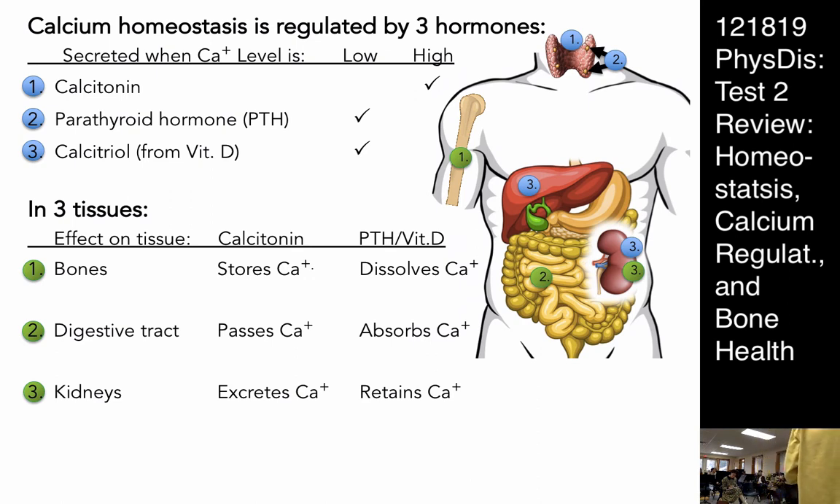On the other hand, parathyroid hormone and vitamin D together are going to dissolve calcium and encourage osteoclasts to work more and osteoblasts to work less. So we'll dissolve more calcium, we will absorb more calcium in the gut, specifically because of the vitamin D, and we'll retain more calcium at the kidneys. The kidneys will not filter out the calcium in our blood. Does that make sense? Any questions about that?